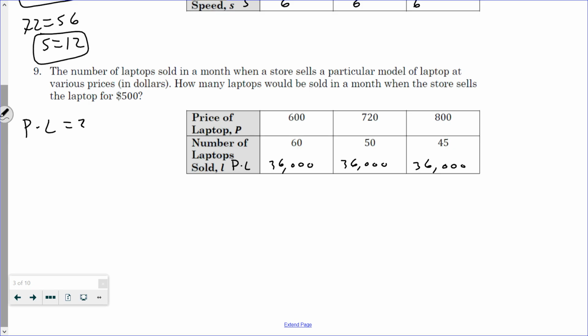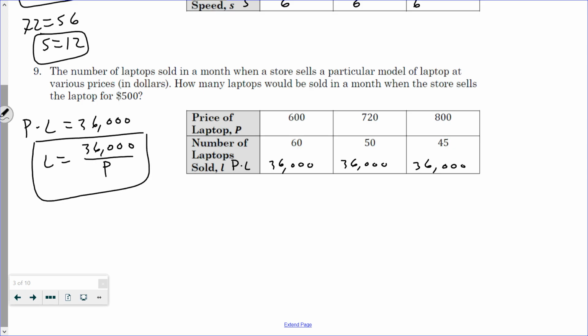So P times L is 36,000. And I need to figure out how many laptops will be sold in a month. The store sells laptops for 500. So I'll say L equals 36,000 divided by P. And this right here would be my equation.